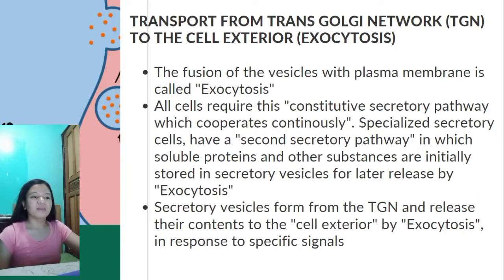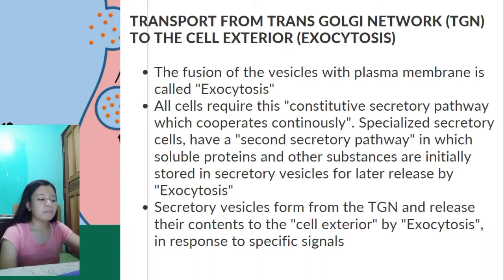Last but not the least, we have the transport from the trans-Golgi network, or TGN, to the cell exterior, which we call exocytosis. So, the transport vesicles destined for the plasma membrane normally leave the trans-Golgi network in a steady stream as irregularly shaped tubules.